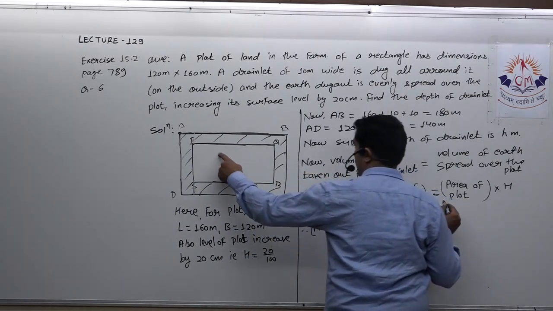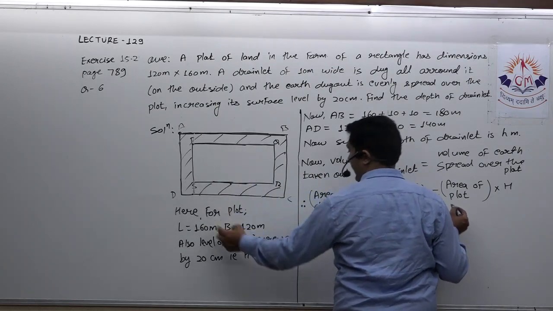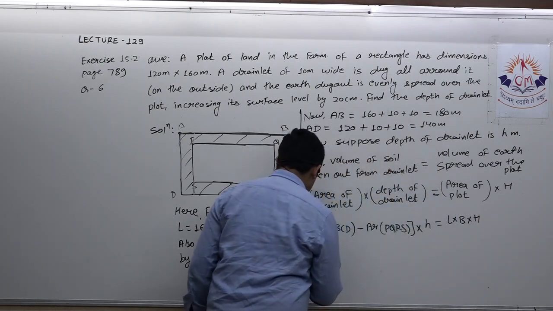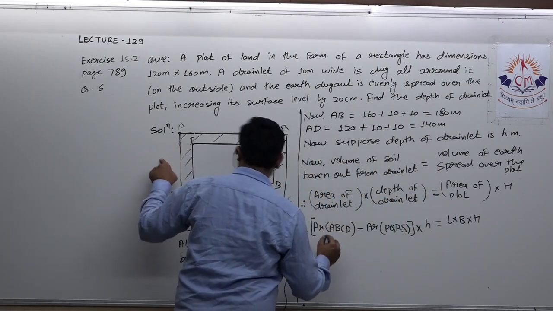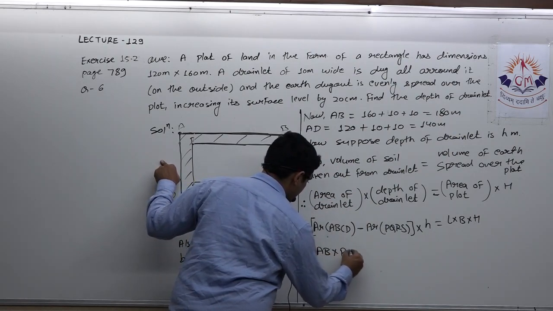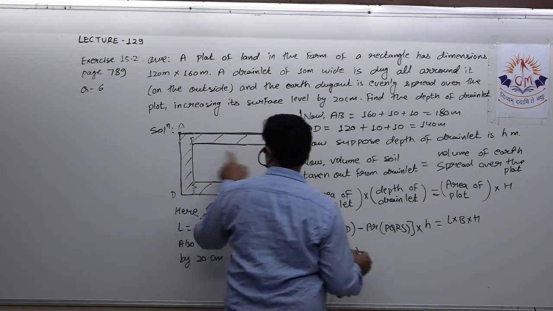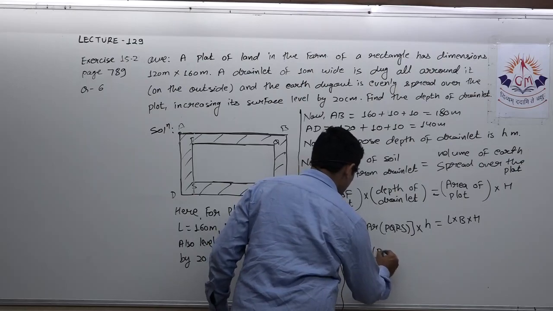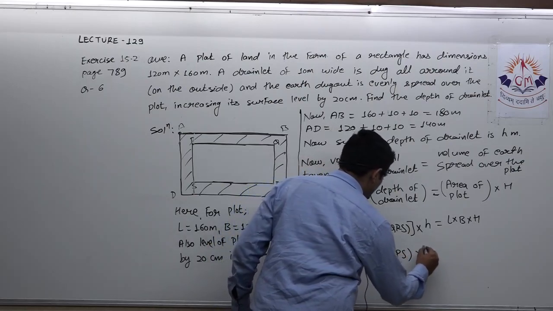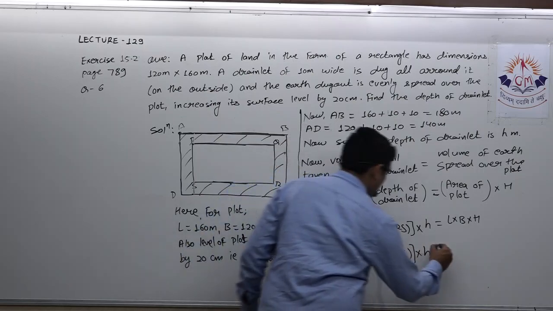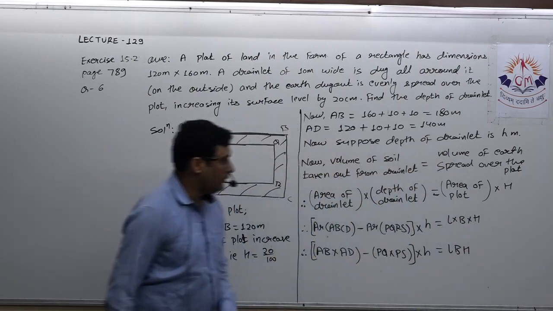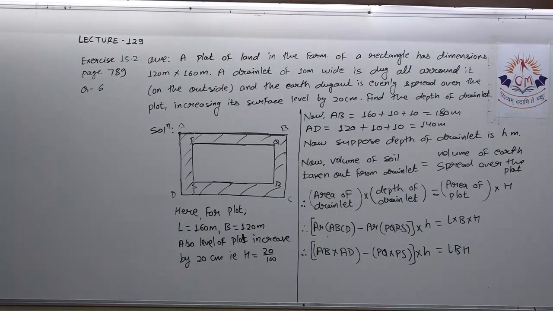Now the area of the plot, I can say PQ multiplied by PS, or simply capital L multiplied by capital B, and then H. Now I just have to put the values. Area ABCD is AB multiplied by AD, and area PQRS is PQ multiplied by PS, into h, is equal to capital LBH. Still I am keeping this as it is. In the next step I will put all the values. So note it down up to this, and then we will see the remaining solution.